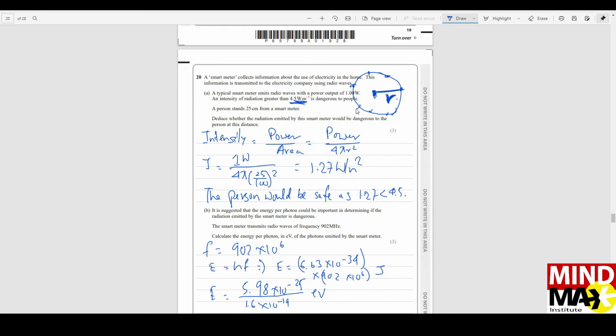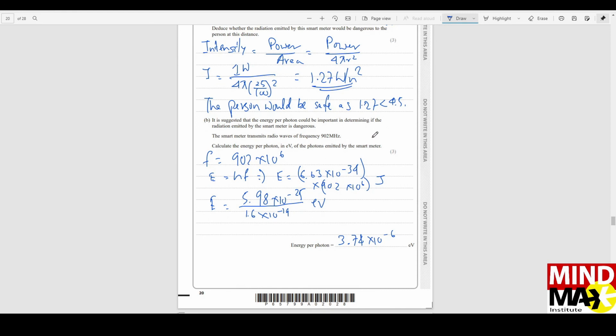So R is the distance between the source and the person, which in this case is 25 centimeters. So it has to be converted to meters. That's what I did, and then it came to 1.27 watts per meter square. And that is well within 4.5 watts per meter square, meaning this is perfectly safe.